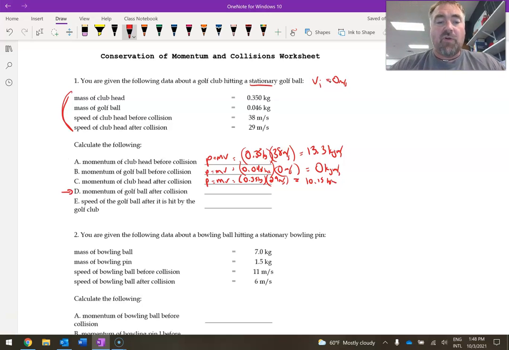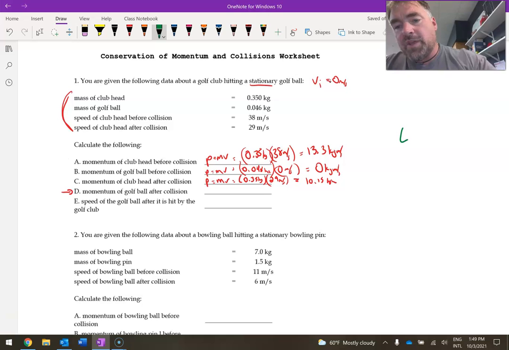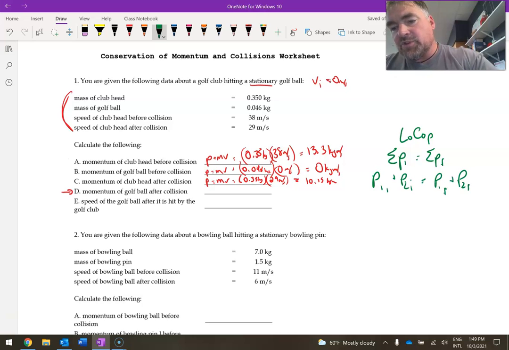Now the next one, they want us to find the momentum of the golf ball after the collision. Well, we've been doing P equals m times v for all this, but we don't know the velocity of the golf ball after the collision. So instead we're going to have to use the law of conservation of momentum, where the total momentum initial is equal to the total momentum after. So P1 initial plus P2 initial is going to equal P1 final plus P2 final. I knew this because there were two objects before the collision and there are two objects after.